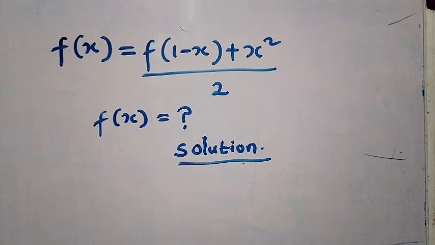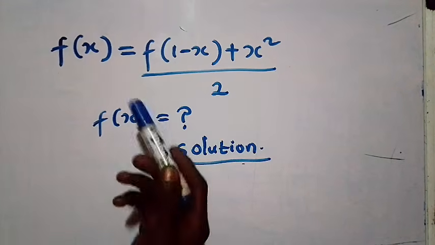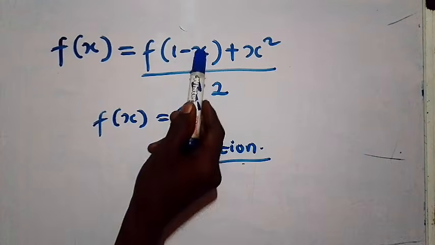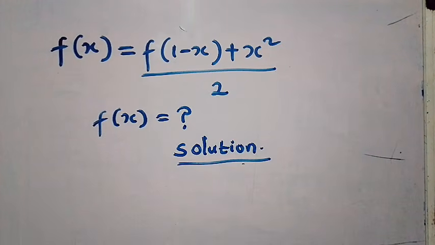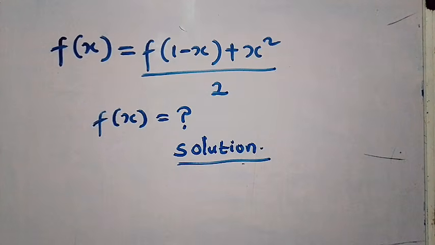Here is a question on a functional equation, and this functional equation is an equation involving a transformed argument, where in f of 1 minus x, x is the argument, and it transforms to 1 minus x. How do you solve this? Follow me throughout the video for an easier solution.